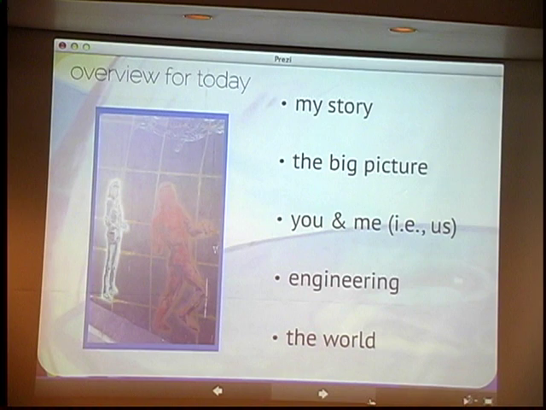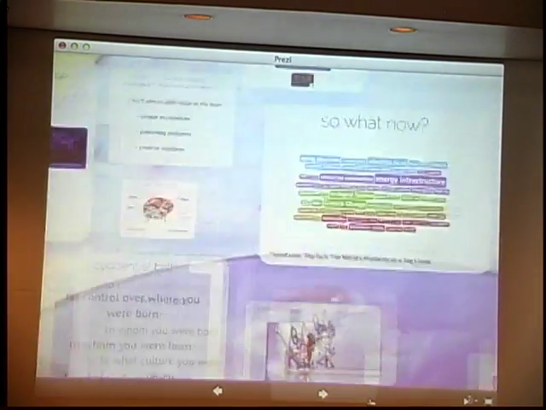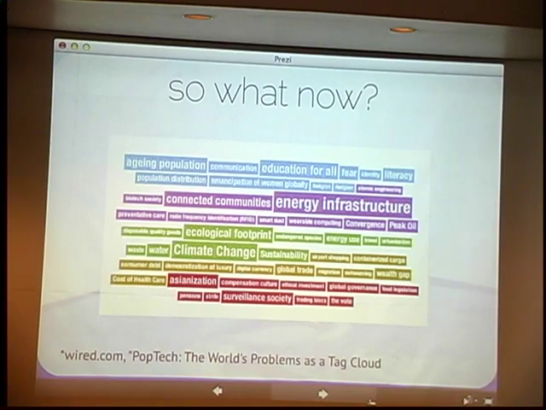So finally, the world. We have the big picture, global citizenship, engineering. We have you and me, us being diverse people. We have engineering, where diversity fits in engineering. And now finally, what does that mean for the world? What now?